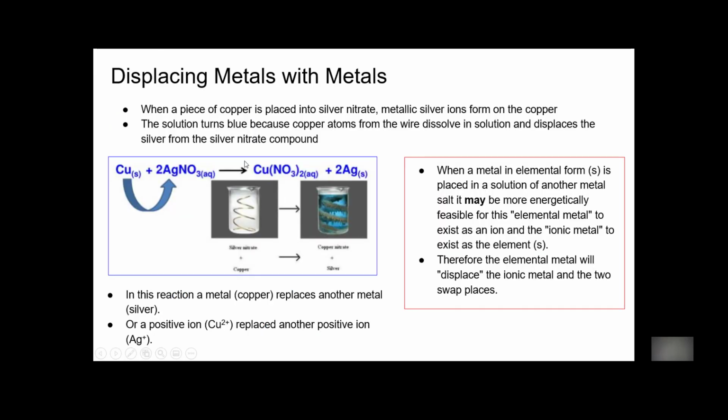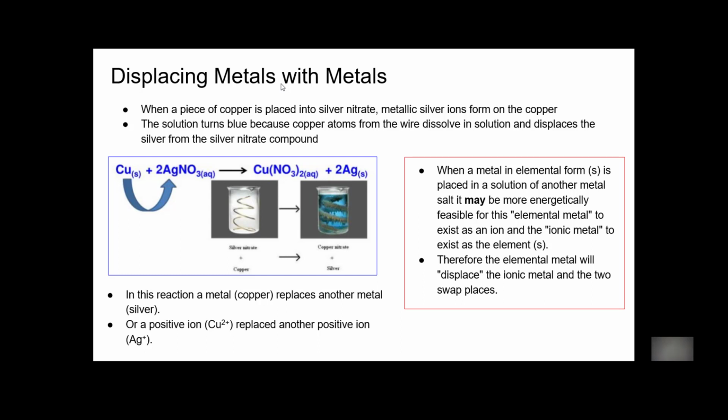So displacing metals, once a piece of copper is placed into silver nitrate, metallic silver forms on the copper. The solution will turn blue because copper atoms from the wire dissolve into solution and displace the silver from the silver nitrate. Copper tends to be blue. So it could be this way where now you see a blue solution and you see this formation of silver. But it can also go the other way where you have a copper solution in the beginning, and by the time you're done, the copper has gone into a solid and the blue has gone out of the solution.